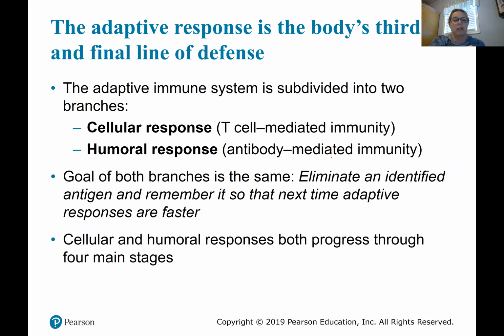Now, as I mentioned, the adaptive immune system is divided into 2 categories. The first one is called cellular immune response, and that's going to be the T cells that are going to be working, the T lymphocytes.